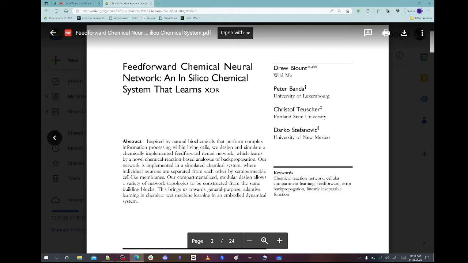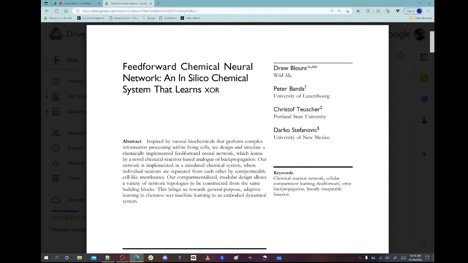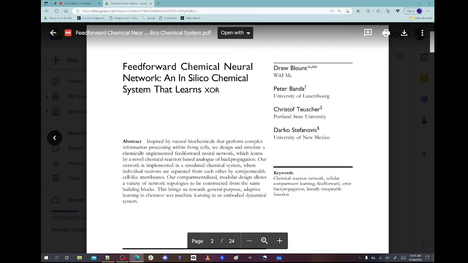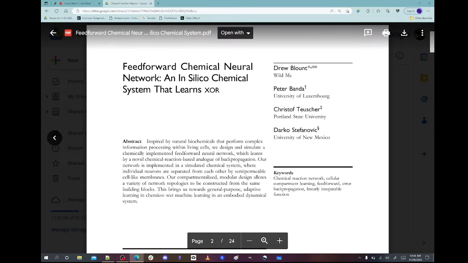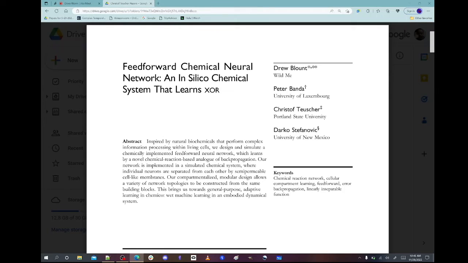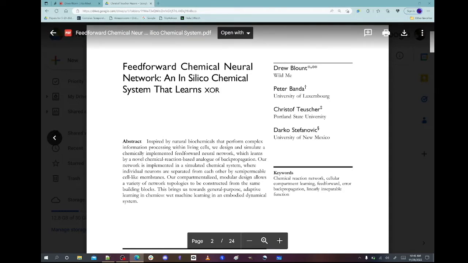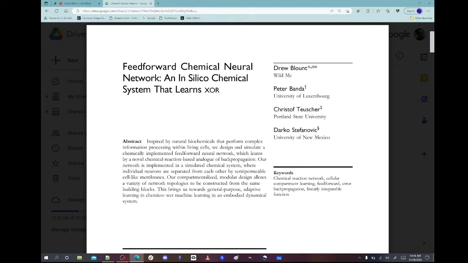Inspired by natural biochemicals that perform complex information processing within living cells, we design and simulate a chemically implemented feed-forward neural network, which learns by a novel chemical reaction-based analog of backpropagation. Our network is implemented in a simulated chemical system where individual neurons are separated from each other by semi-permeable cell-like membranes. So this is where we have neurons that have these semi-permeable membranes, which is an interesting design feature because most neural network neurons don't worry about this too much. They worry about mathematical functions.